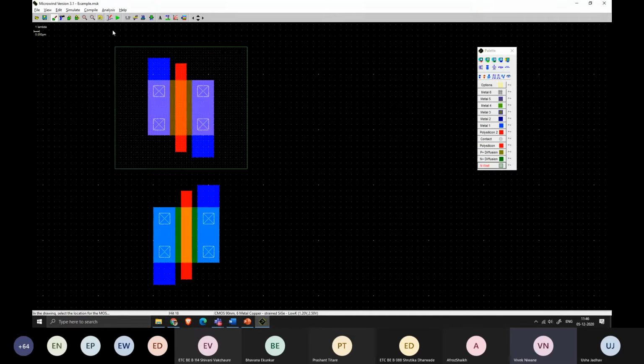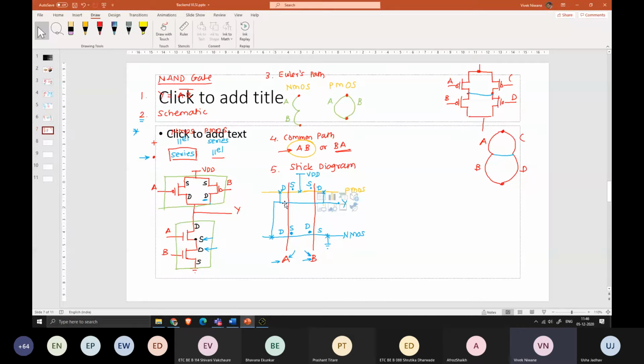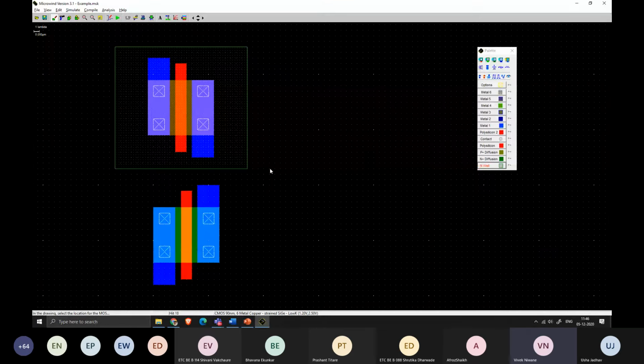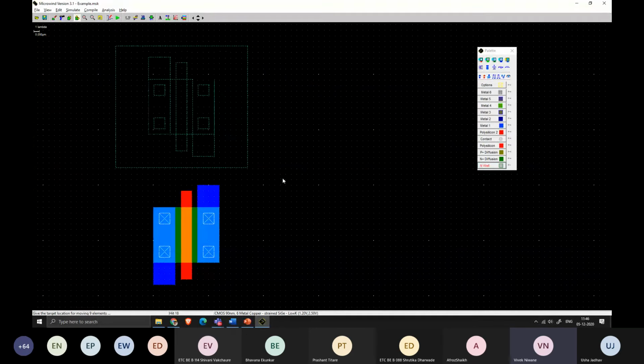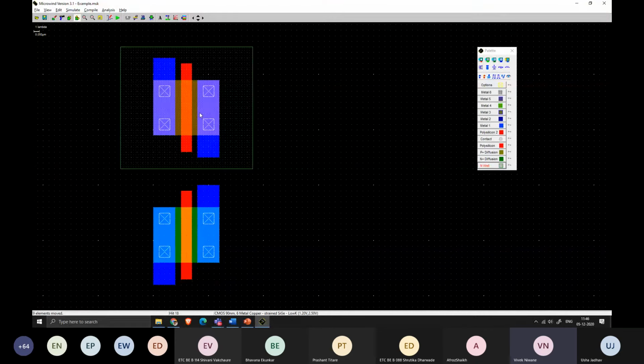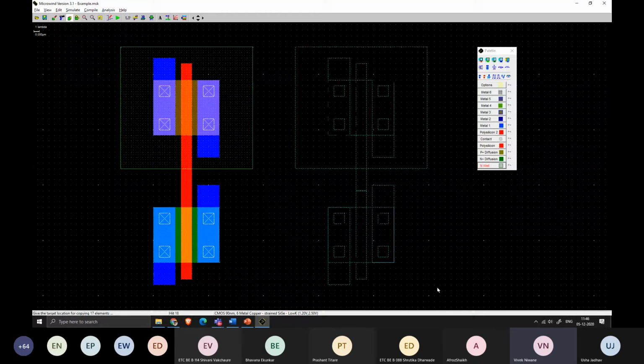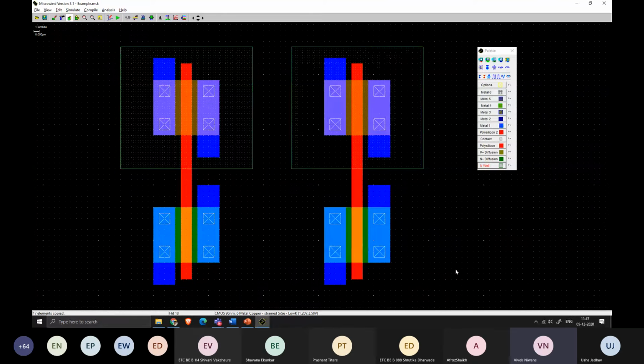And looking at the stick diagram, as usual, we align their polysilicon, the red line. We align their polysilicon. So shift your PMOS a little and let us short their polysilicon together. So we do have this 1 NMOS and 1 PMOS and let us copy it. So we do have 2 PMOS and 2 NMOS.